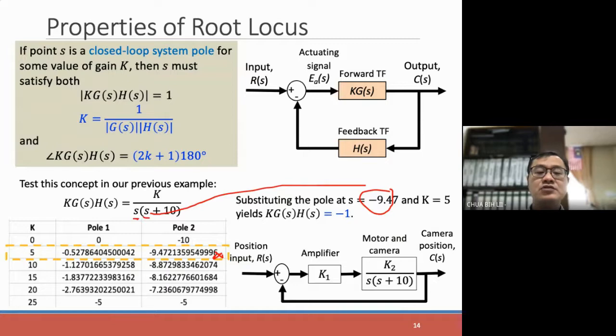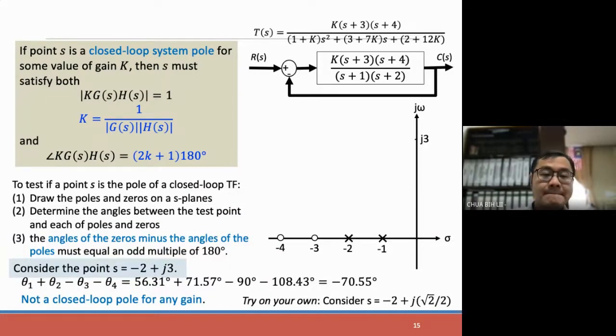S multiplied by this, use a calculator, and then we use K equals 5. Just put it in. Once you calculate this, you will get, coincidentally, -1. When this equals -1, immediately we know that this is the pole when K equals 5. So this is how you can test whether the answer is correct or not. These are just the properties that you may refer back to from time to time.